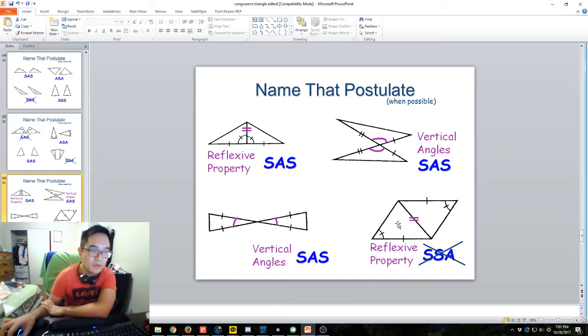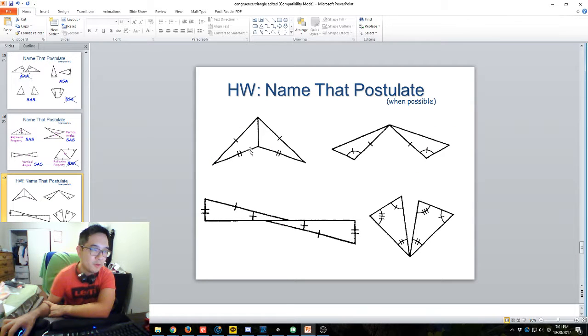Again, the third picture, you have side, angle, side going on. Then the last one, the two triangles are touching each other, so you have a shared side. This one gives you side, side, angle for both triangles, which means, again, there's no side, side, angle proof for triangles. Again, let's do a little more practice.